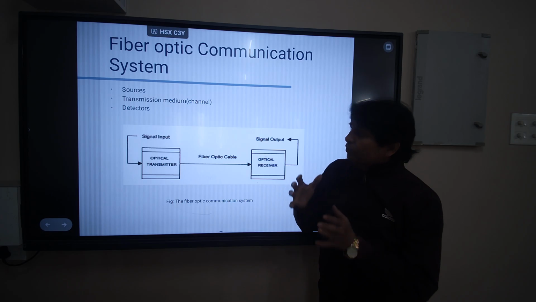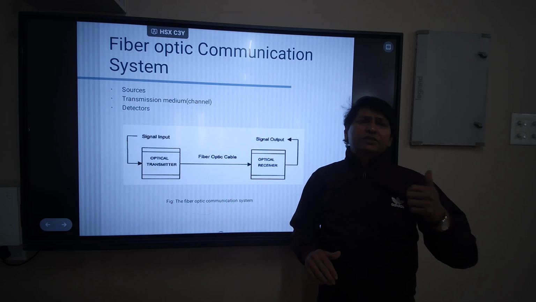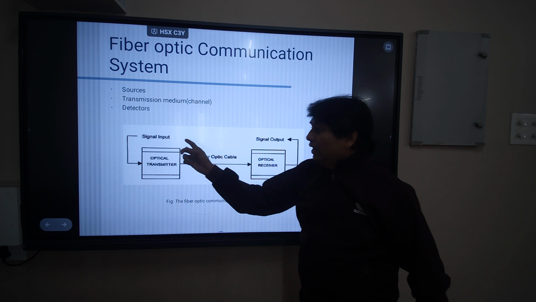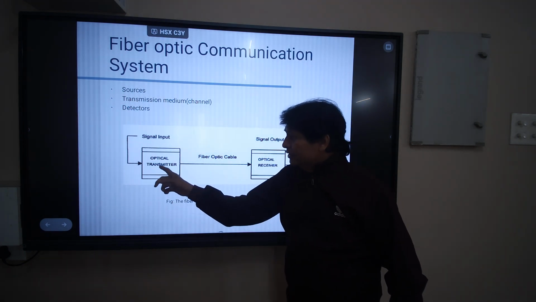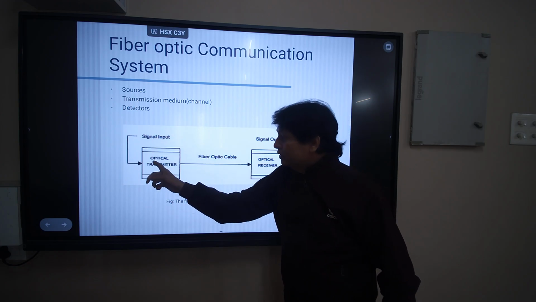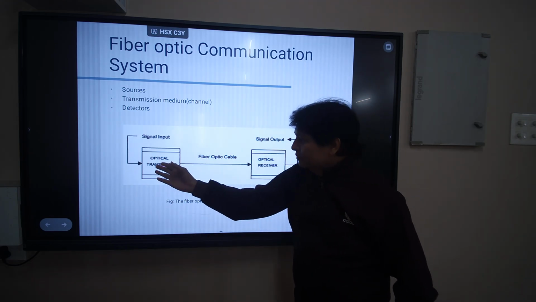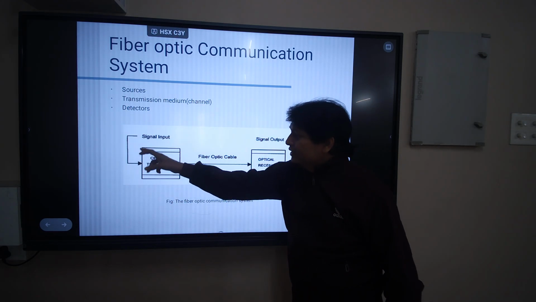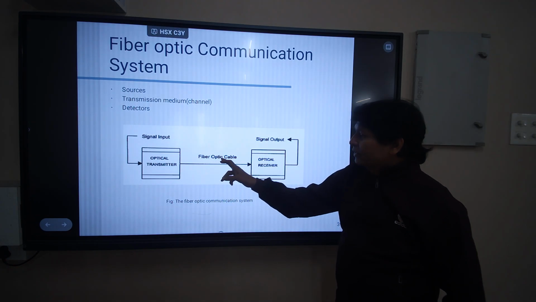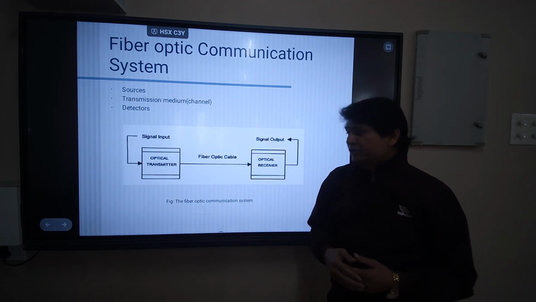Now, what is the basic block diagram of fiber optic communication? Basically, fiber optic communication consists of three parts. One is the source, another is the channel, and the last one is the receiver. In this case, this is the source, the optical transmitter. This is the electrical input signal coming to the optical transmitter. The optical transmitter consists of an LED or laser. Then this electrical signal is converted into the optical signal, that is, the light signal, and this light signal is transmitted over the optical fiber to the receiver. This receiver consists of either a PIN diode or an avalanche diode.